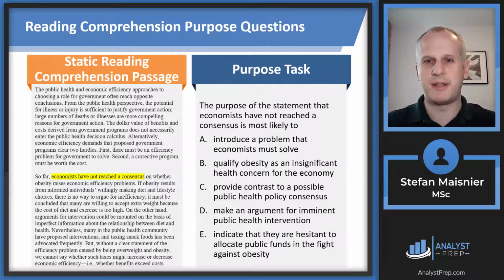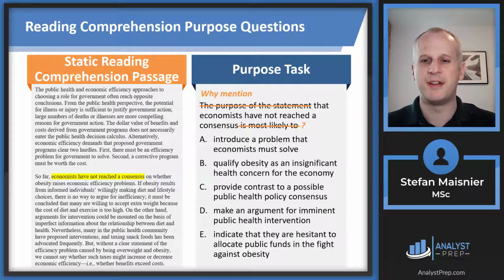So then we've got our same passage from before, and we see that there's a highlighted phrase as there might be on the actual exam, and we've got the question task of the purpose of the statement that economists have not reached a consensus is most likely to. So we can once again cross out some of these clumsy phrasings and just succinctly pose the question as, why mention that economists have not reached a consensus?